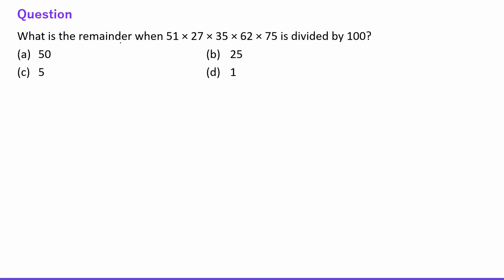Next question is, what is the remainder when 51 into 27 into 35 into 62 into 75 is divided by 100? Okay, if we divide 142 by 100, what is the remainder? Remainder is 42. If we divide 297 by 100, what is the remainder? Remainder is 97.